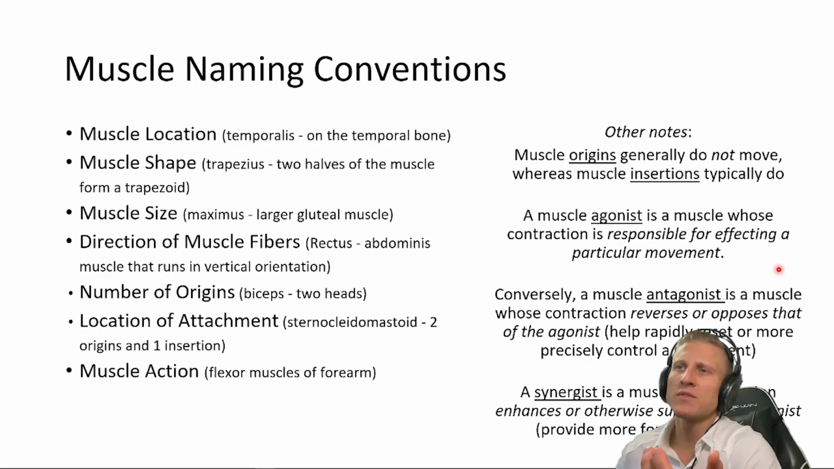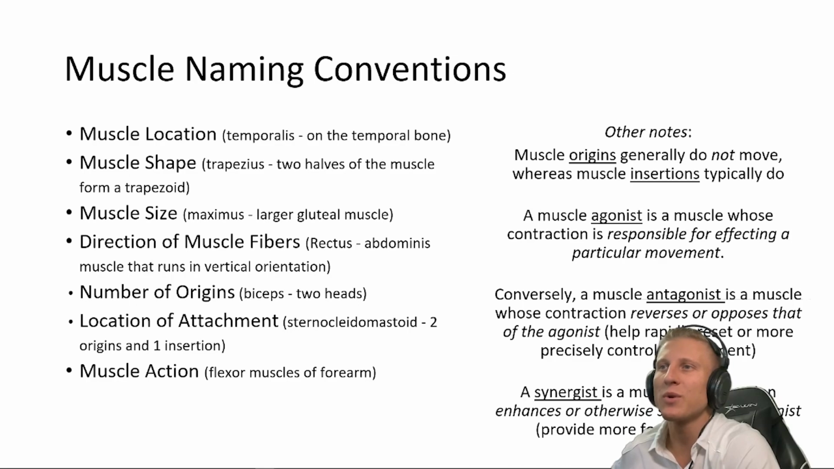And then lastly, we have synergist. Synergist is a relatively general category of anything that is enhancing or otherwise supporting the action of the agonist. It's typically stabilizing a joint, potentially providing some form of contraction to help the work of the agonist, but it's not the primary driver of the movement.